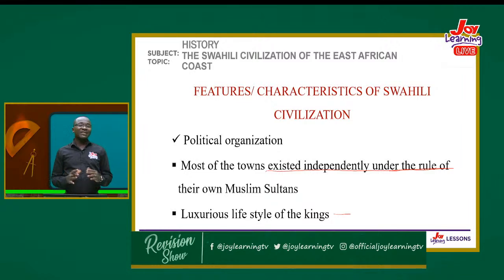We are told that this luxurious lifestyle of the rulers or the sultans of the cities on the East African coast, or the Zanj, was imitated by their followers. The followers also sought to copy and dress in expensive clothes as they saw their sultans or their kings dress. And that is another important feature of the political organization of the people of the East African coast.